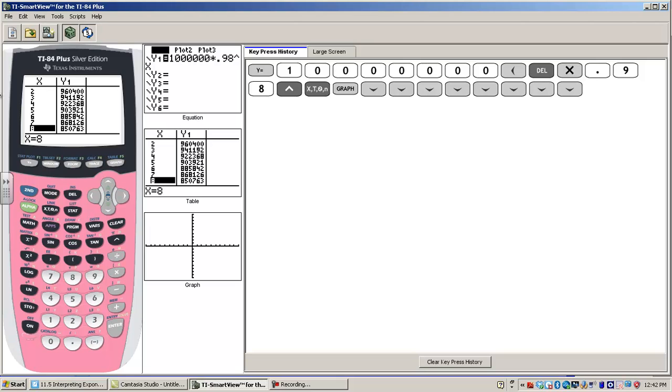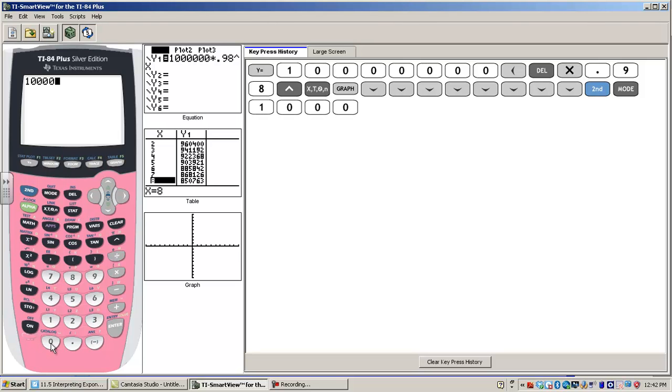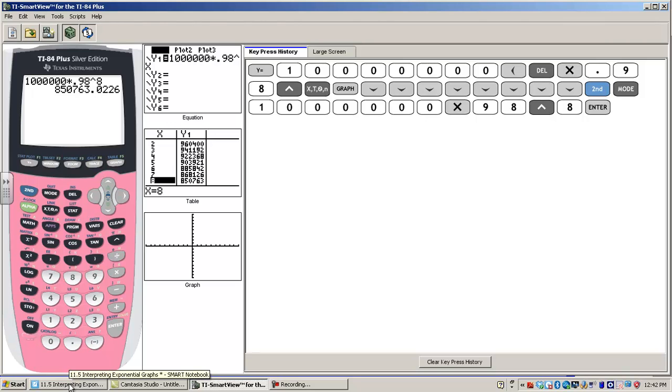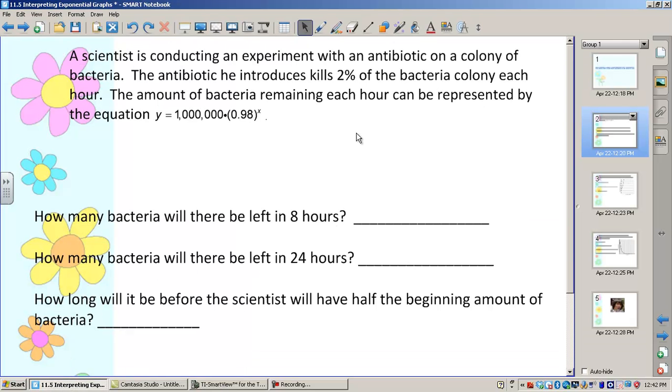And you can use your table, or you can just type it in on your calculator, and you can do 1,000,000 times 0.98 to the power of 8, because we want x to be 8, and it will tell you. And you see it's not exactly 850,763, but it is close. We're going to round it off, and so the bacteria left in 8 hours is 850,763.